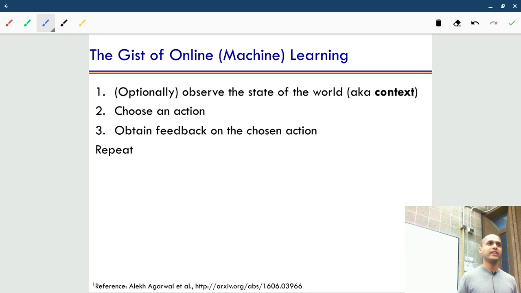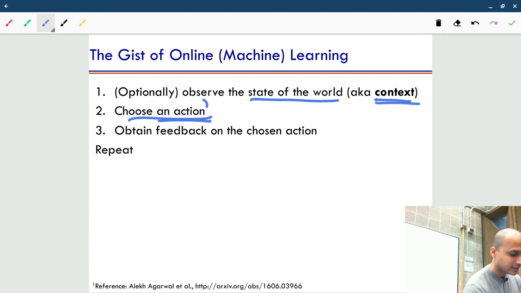This is just a name for some setup, some particular pattern that you observe. If your task in a company resembles this pattern, maybe you're actually doing online machine learning. Okay, what is the pattern? The pattern is that the machine observes the state of the world. State of the world just means measurements, like a feature vector essentially, which is called the context. So you optionally can observe something about the environment. Maybe you don't observe anything. That's also possible.